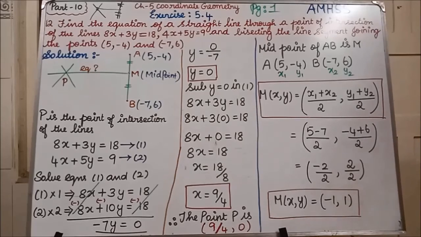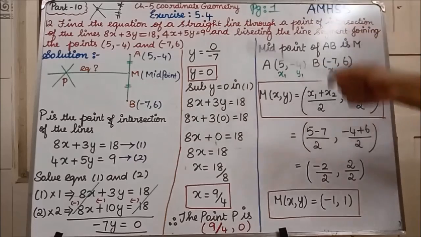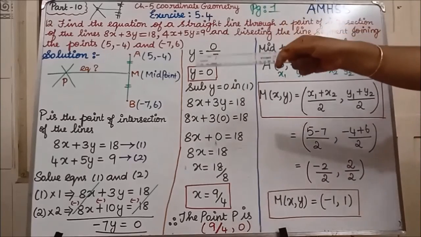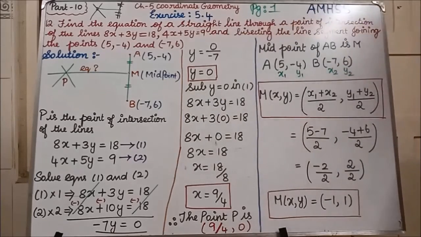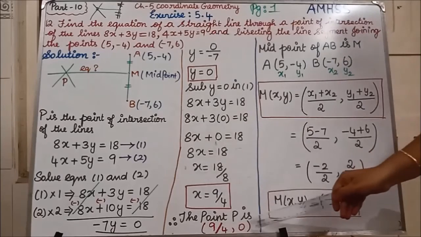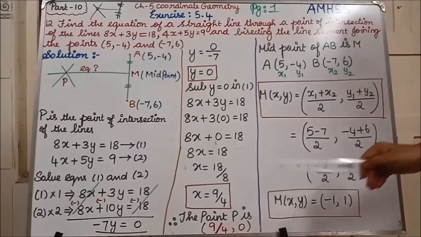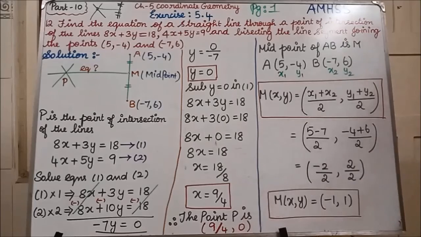Students, clear all of you? With the 2 equations, we have got 1 point. And with the 2 points, we have got 1 point. Now, using the 2 points, the P point and the M point, we have to frame the equation of the straight line. For that, what formula will you apply? The same formula that we used for the 11th problem, the same formula for the 12th problem also we are going to use. So the 2-point formula to frame the equation of the straight line is what?